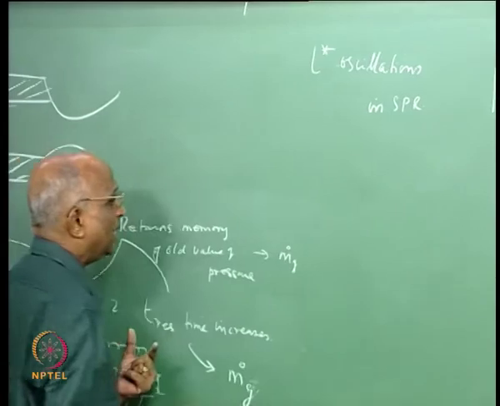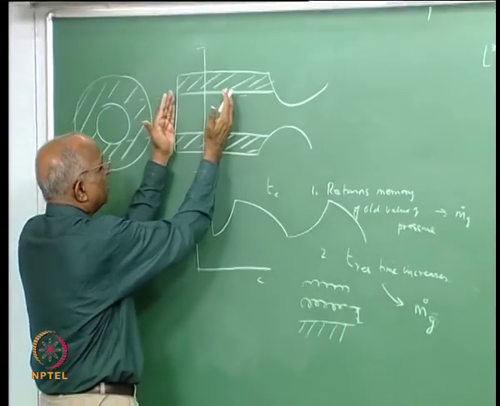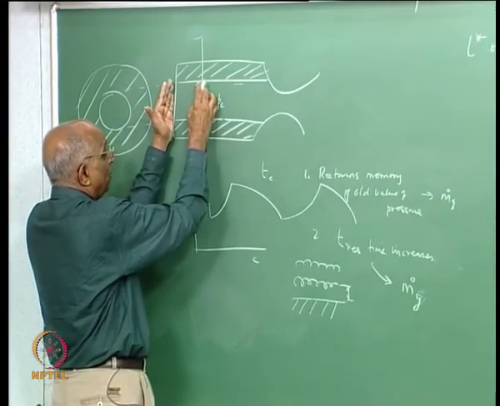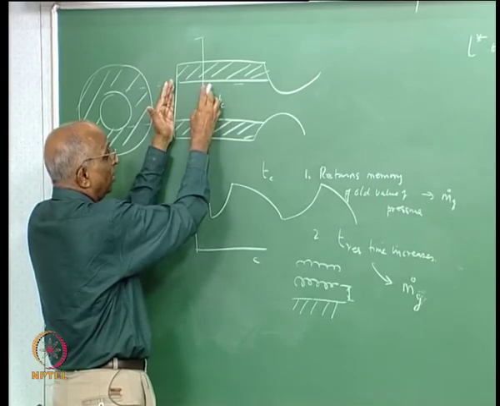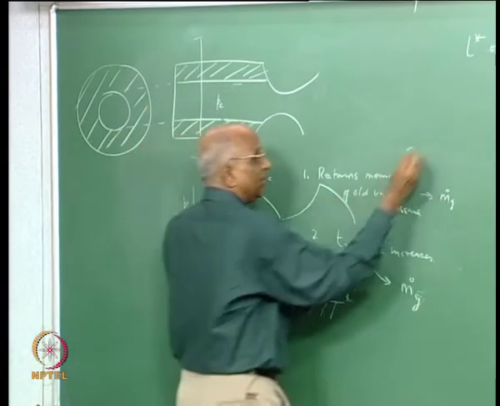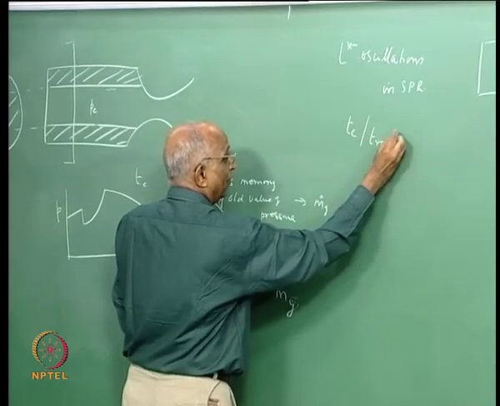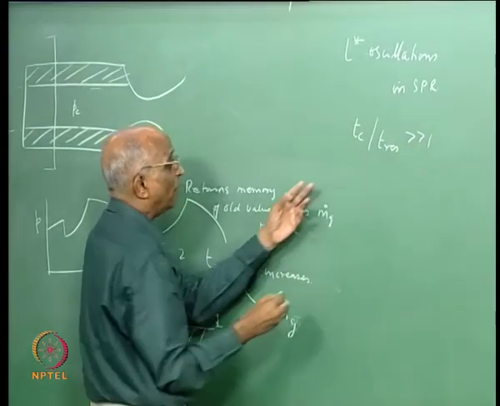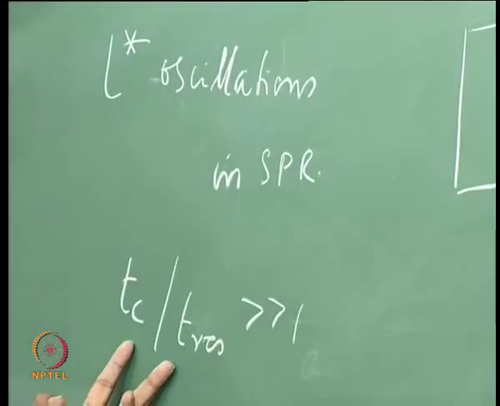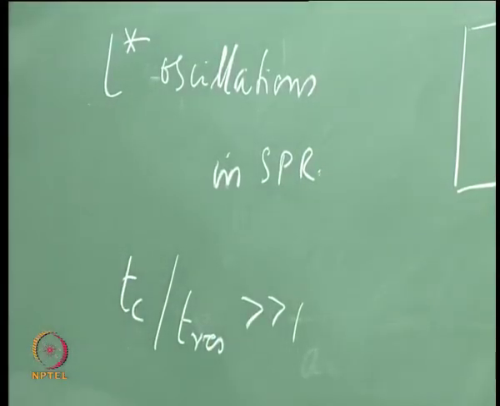Why do I say L star? It depends. If I have a very small rocket in which the value of volume by throat area is small, the value of Tc compared to T residence will be larger, and therefore the oscillations are more profound, and that is why it is known as L star oscillations.